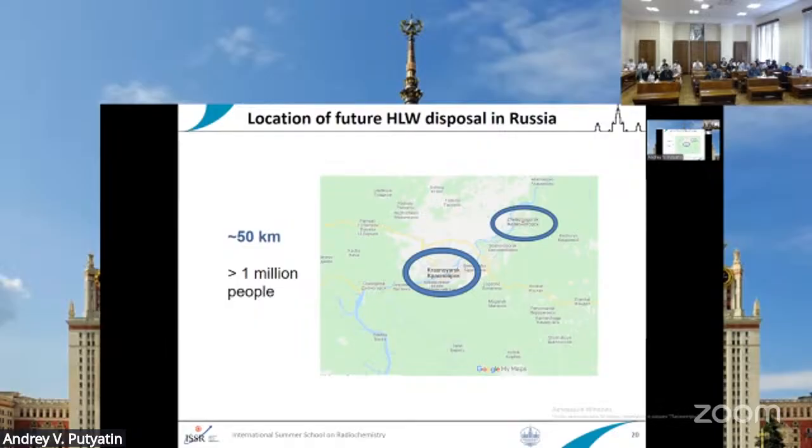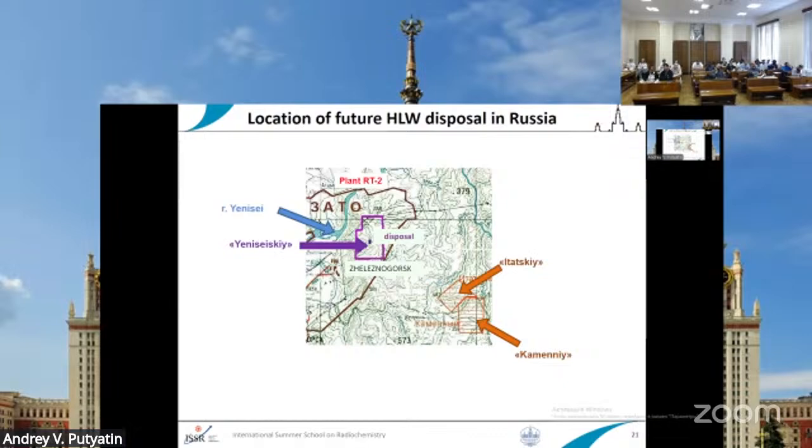So it has good transportation abilities, because there is also the Yenisei river, a big river that can be used for transportation of the radioactive waste. So here is a more detailed map of our future disposal. This is the site that is called Yeniseiski. This territory is a closed city called Zheleznogorsk, and there is the river Yenisei.